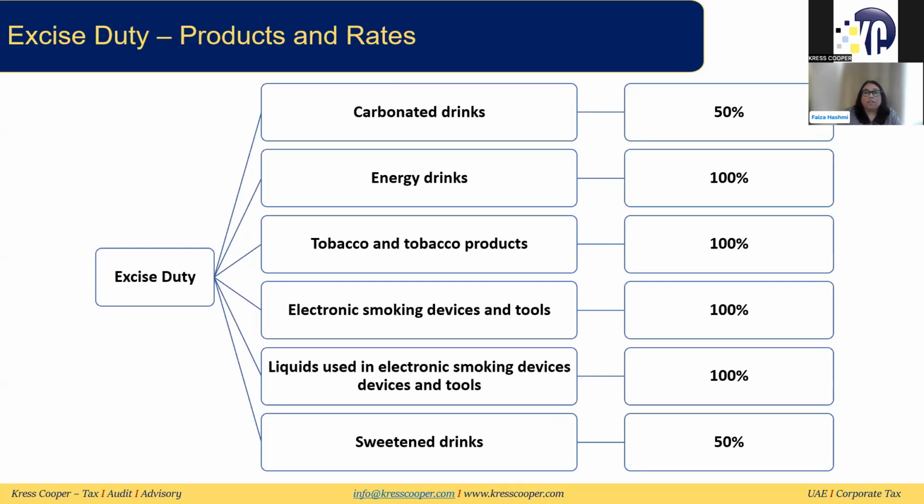Carbonated drinks and sweetened drinks are 50% at the moment, and energy drinks, tobacco and tobacco products, electronic smoking devices and tools, and the liquid which is used in these smoking devices and tools are 100% at the moment. So the more harmful the product, the higher the excise duty rate has been put on it. We had also discussed in the last webinar these categories and this rate, and then what is included in those categories.